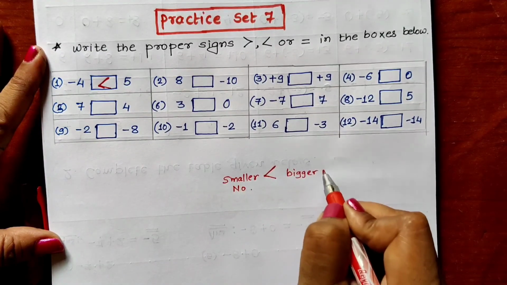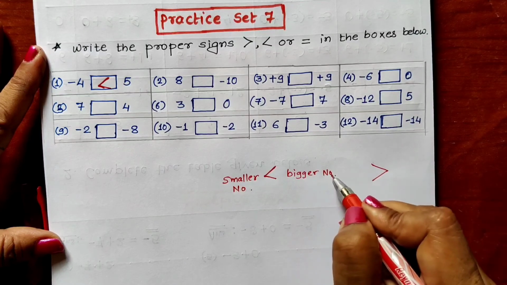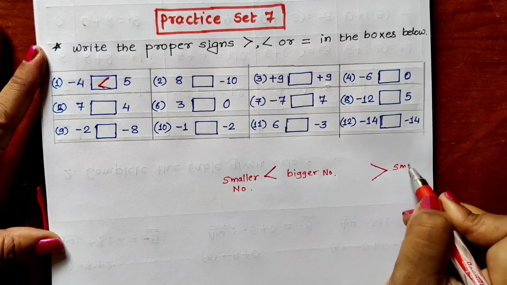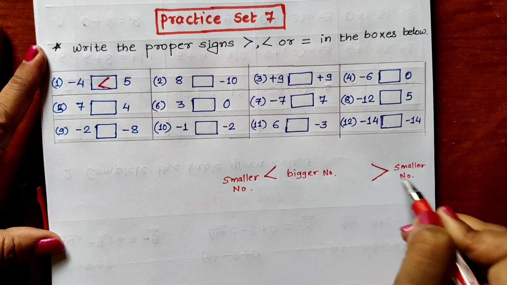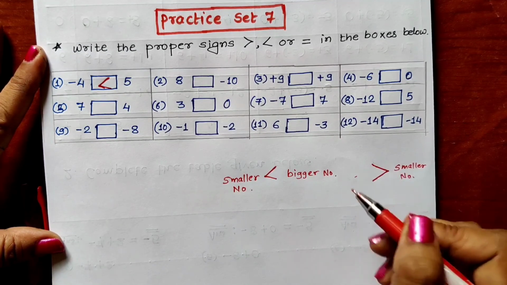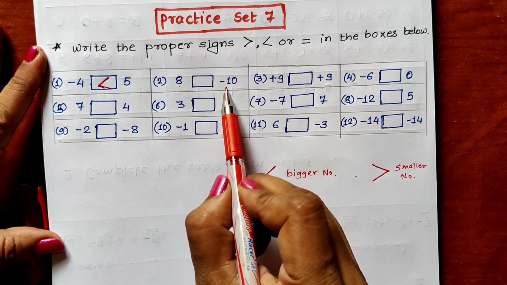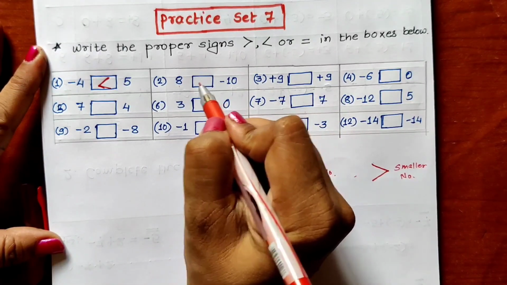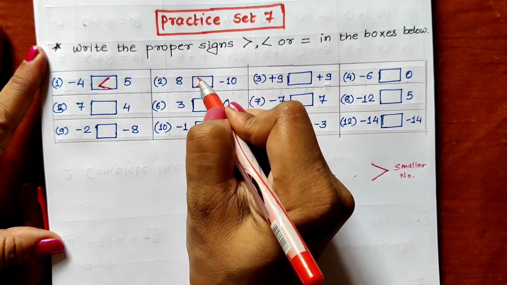And if I put the sign like this, here it is the bigger number and on this side it will be the smaller number. So wherever the sign is closed, that side is the smaller number, and the sign open side is the bigger number. So let us go on to the second sum. Plus 8 and minus 10. Minus 10 is smaller, so the sign should be closed towards minus 10 and open towards 8. So this sign we will have to put.